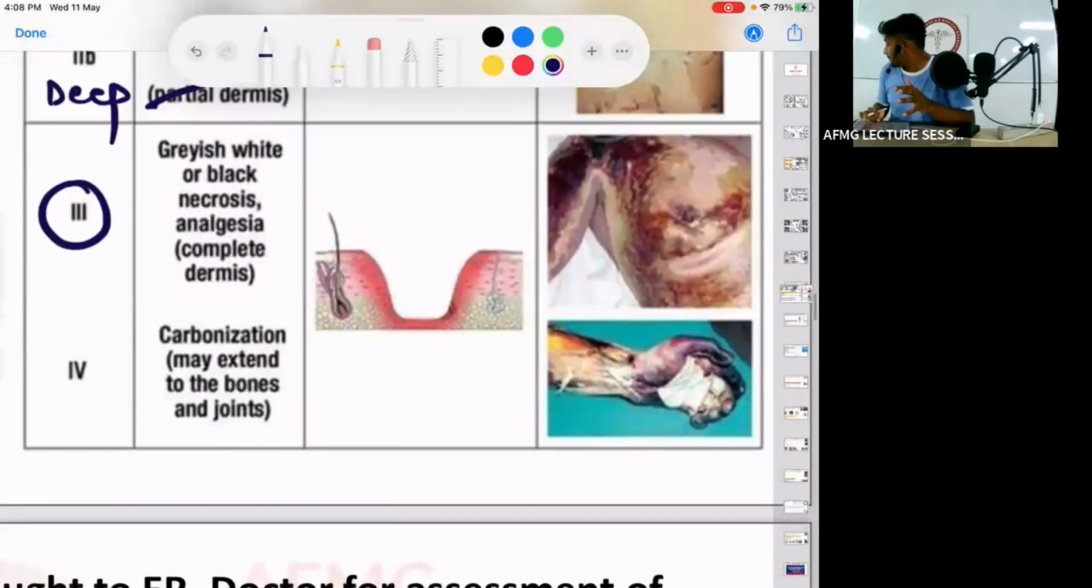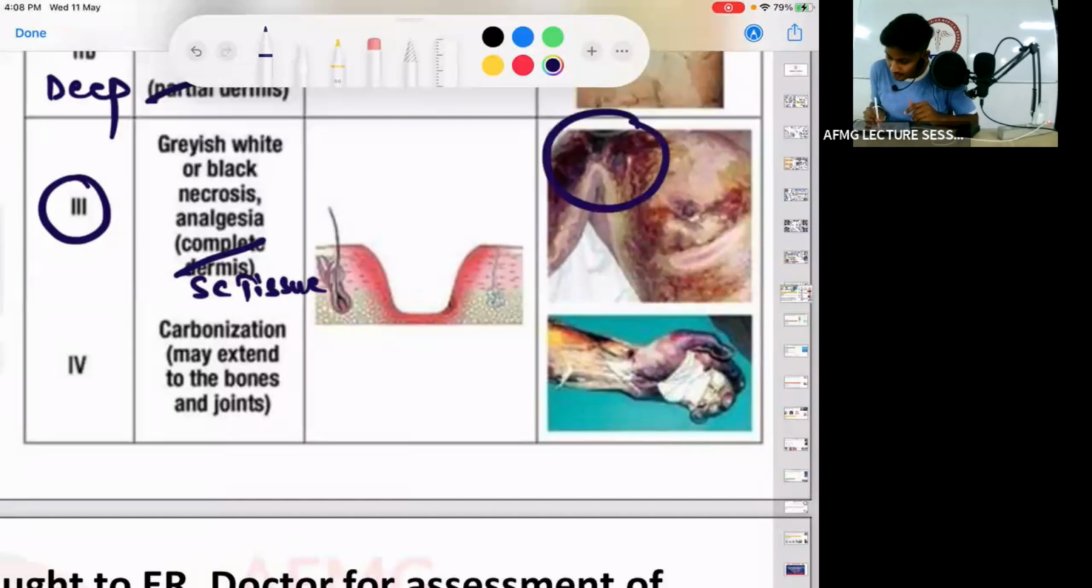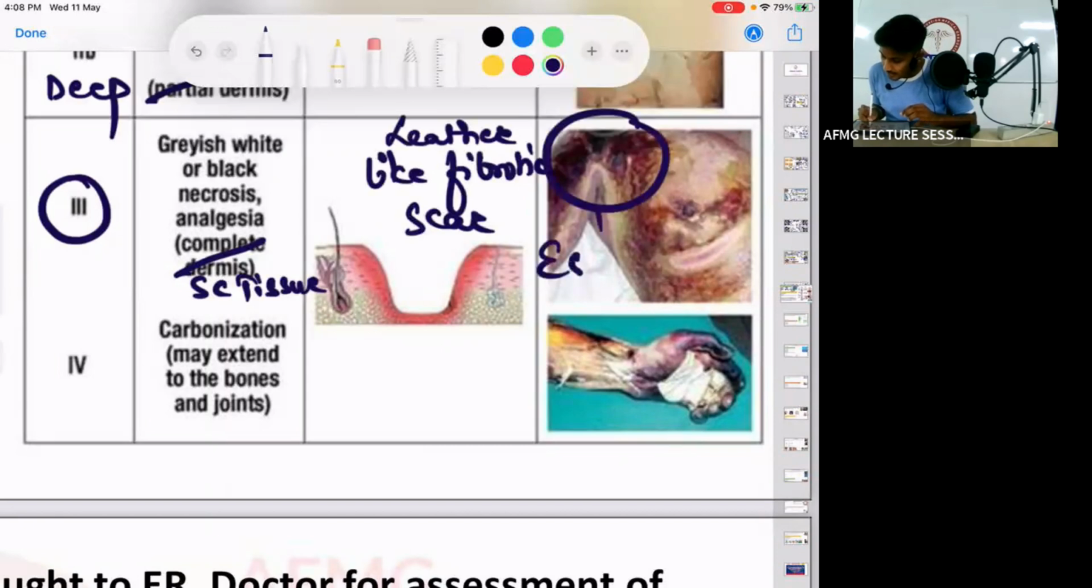Third degree burns are damage to the epidermis, dermis, and subcutaneous tissue. Here there would be formation of thickened skin, which is leather-like. This leather-like fibrotic scar that is formed, it is known as what? And a scar is formed in which degree burn?